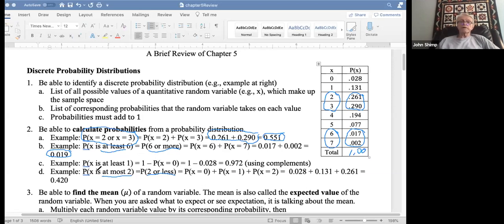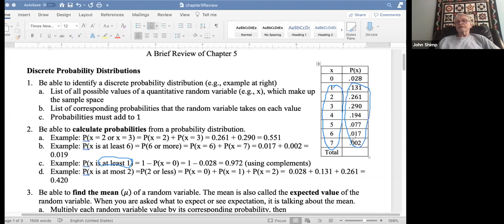All right, then one for at least 1. Well, at least 1 is important, because we will have probability distributions that start at 0, and we're interested in everything that's positive for X. So at least 1 means 1 or 2. Let me clear these drawings again here. At least 1 means 1 or 2 or 3 or 4 or 5 or 6 or 7. And to find that probability, we would add up all of these probabilities, and that would be our answer.